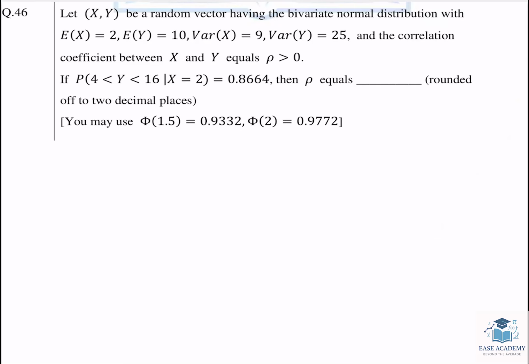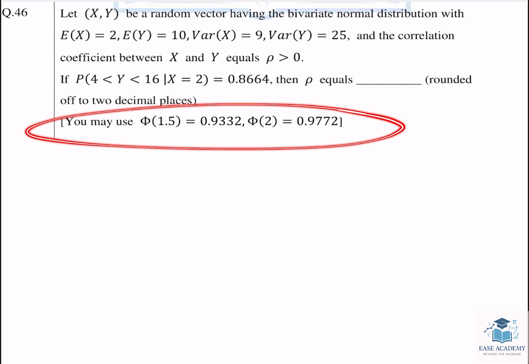Next we have question number 46 of this IIT JAM 2026 PYQ Solution series. The question is: we have a random vector (X, Y) following a bivariate normal distribution with given means and variances, and correlation coefficient rho, which is greater than 0, and we have the probability given as 0.8664. We need to find the value of rho.